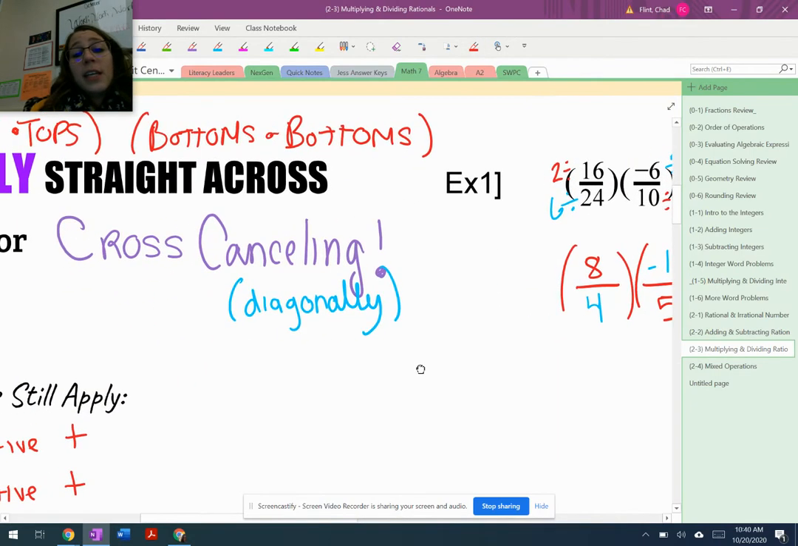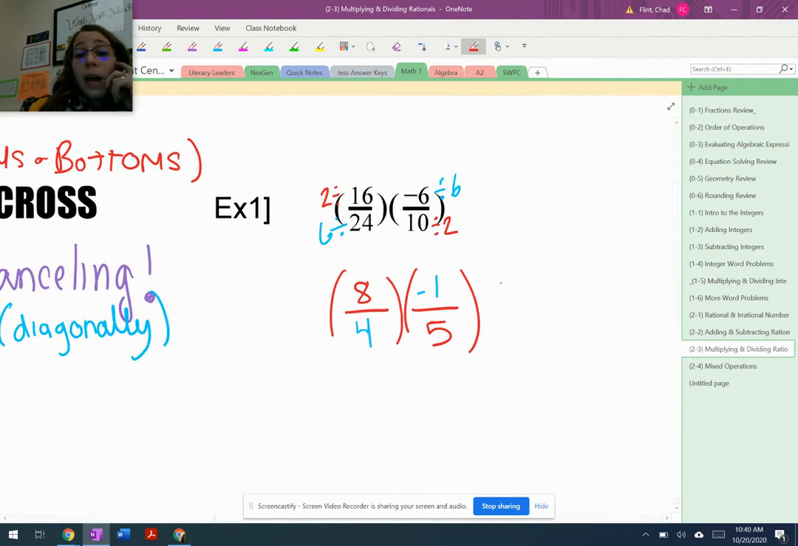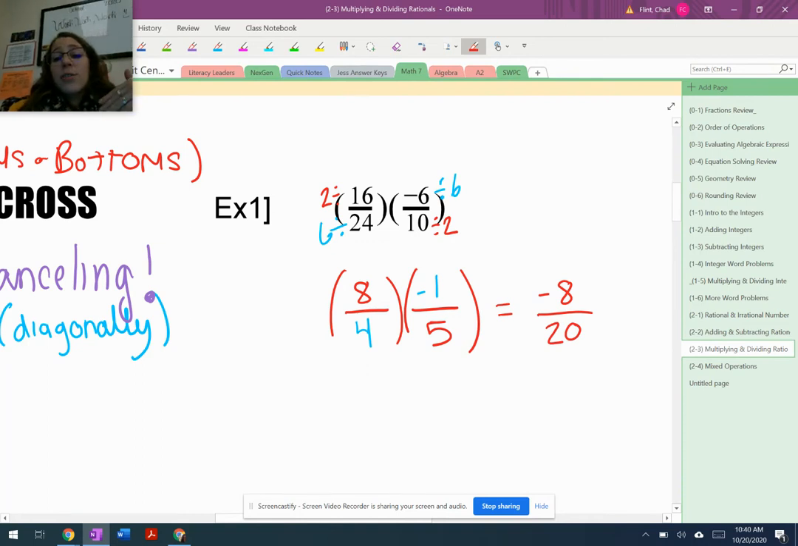Now that we did our cross canceling, now we can just multiply straight across. Those tops times those tops, giving me 8 times negative 1 is a negative 8. 4 times 5 is a positive 20. So I have negative 8 over 20.